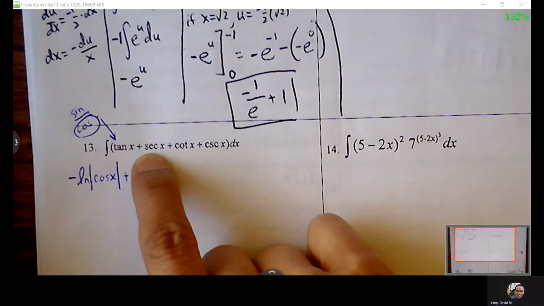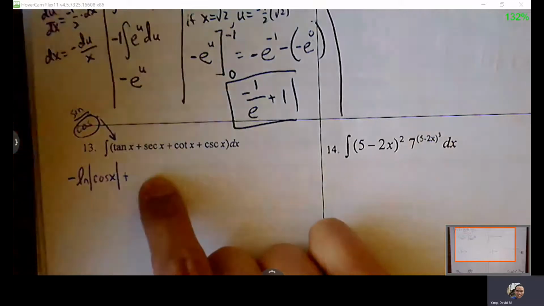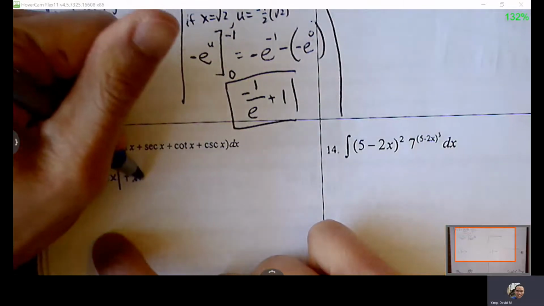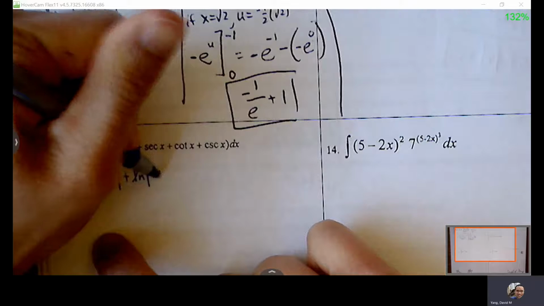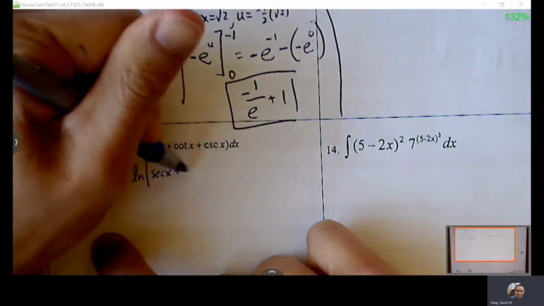Secant also involves natural log. The rule kind of involves the trig functions that you would expect from secant. Secant, derivative of secant is secant tangent, so that shows up again, but it has this particular form of the trig functions being added together within natural log.